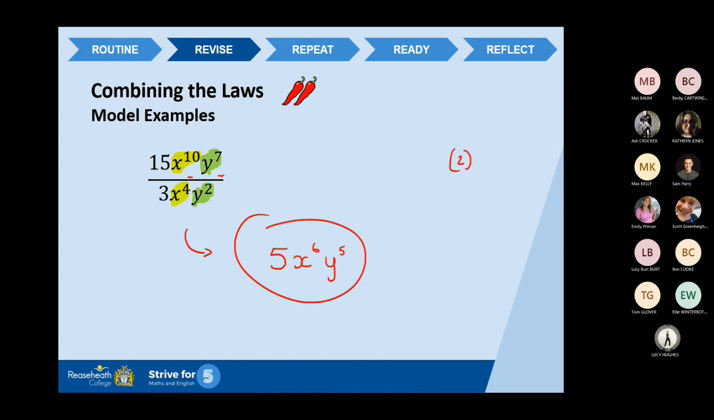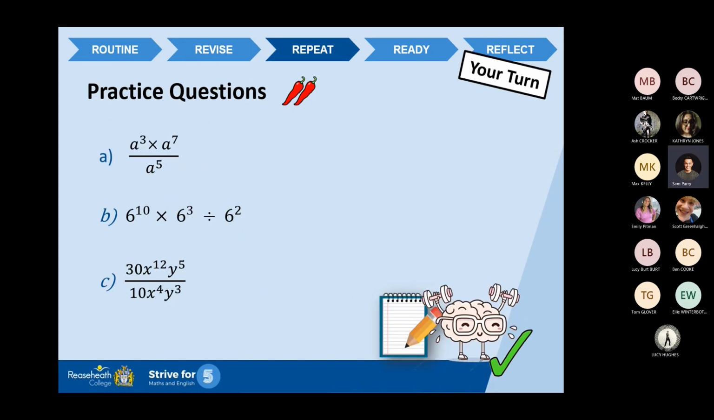Okay. Let's have a look at these questions then. So it's about taking it step by step. Not about trying to do it all at once and hoping for the best. It's about taking your time, remembering the indices laws, and then that'll allow you to arrive at the correct answer. So I'm looking at this first one, and I know times means add. So it's going to be a to the power of 10 divided by a to the power of 5. Now I know divide means take away. So it's going to be 10 take away 5, which is 5. So my first answer is a to the power of 5.